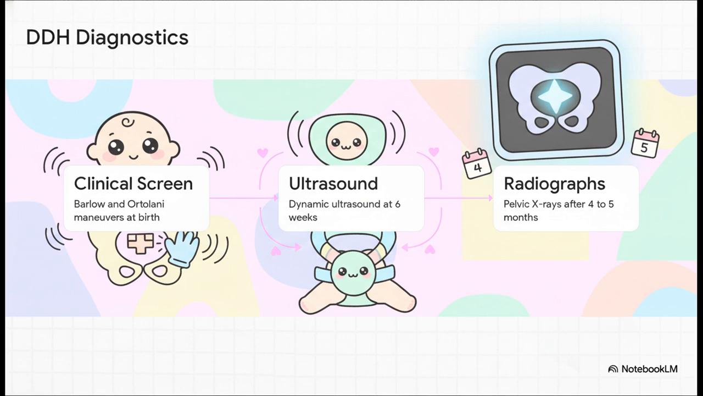Now, ideally, we catch this way earlier, using a progressive screening pathway. We start with the Barlow and Ortolani clinical screens right at birth. If the hips remain unstable at 6 weeks, we escalate to dynamic ultrasound and utilize a pelvic harness positioning device. And remember, standard pelvic radiographs are essentially useless until after 4 to 5 months of age, once that secondary ossification center finally begins to calcify.